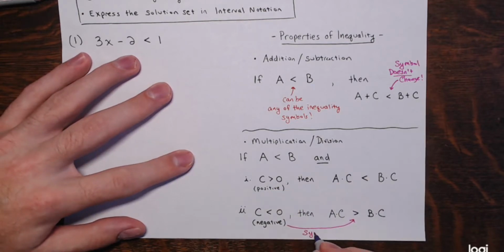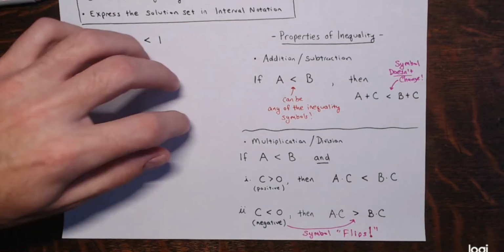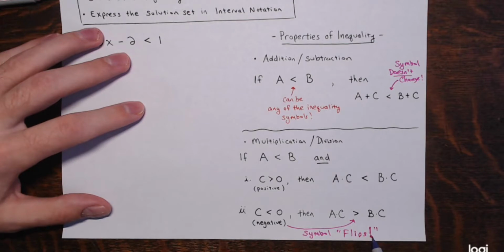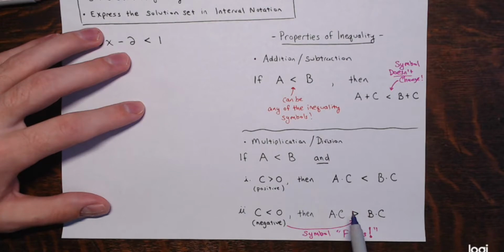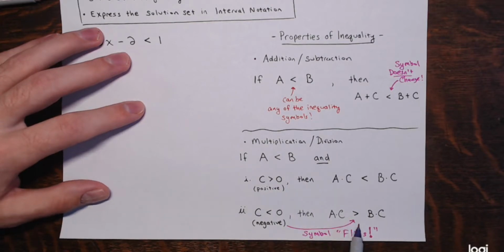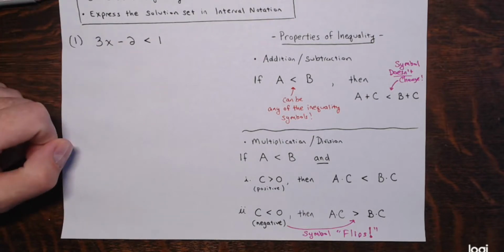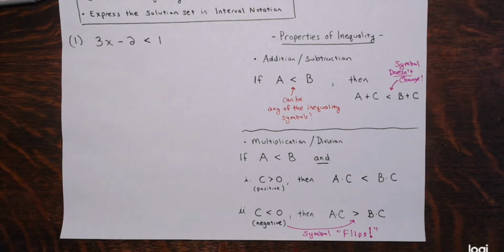The symbol, right, flips, you could say. The symbol flips. So it goes from being is less than to is greater than. Or, if this was is greater than, it would become is less than. But the symbol flips. And this is really all you need to remember when we're solving these linear inequalities.